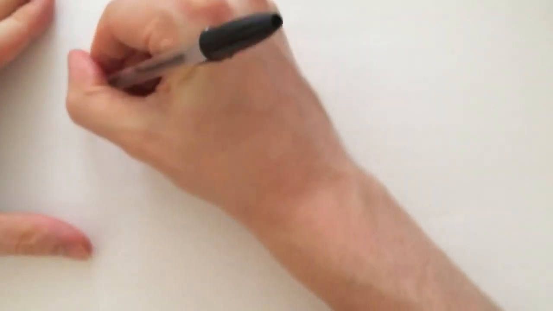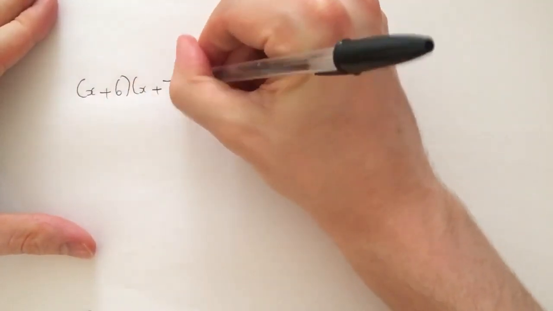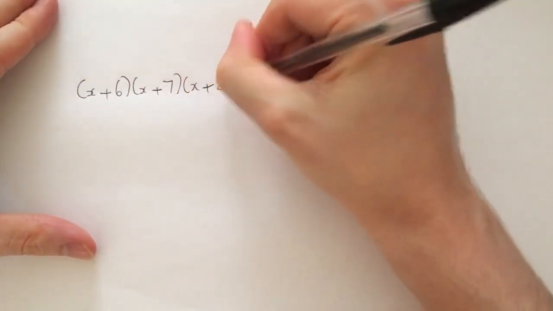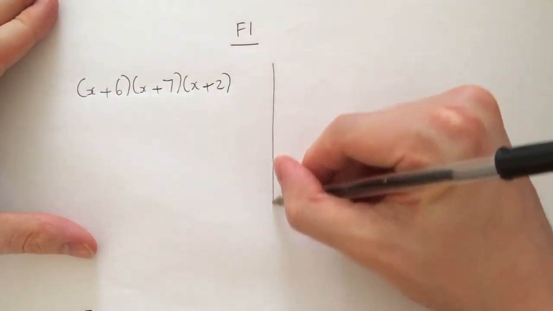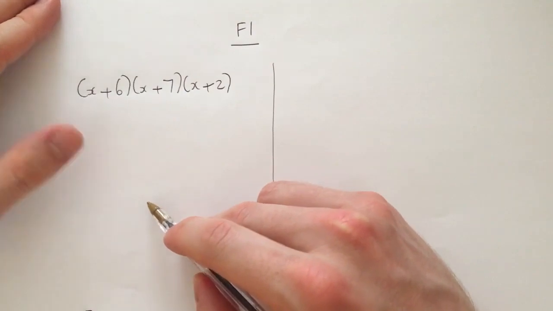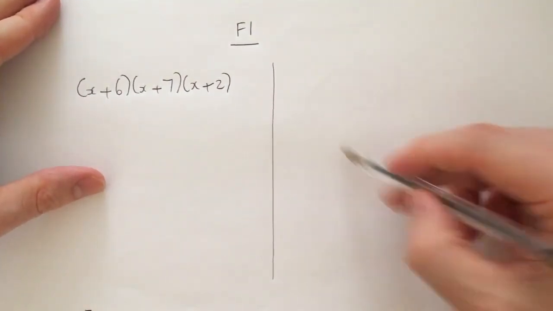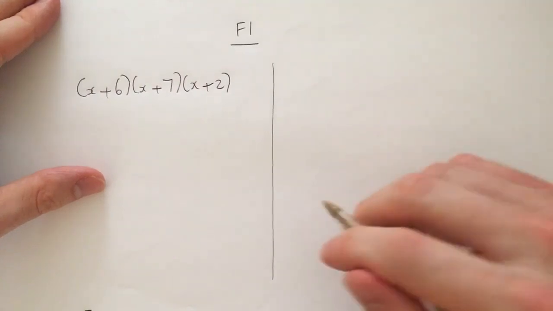First one will be this, x plus 6, x plus 7, x plus 2. I'll do this example here. I'll go through it and I'll show you the layout I want really. And then for the second example, you can pause the video if you want and try it yourself and see if you get the same answer as me, or simply just listen.